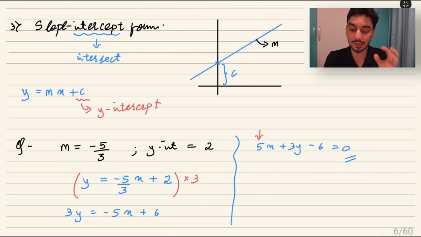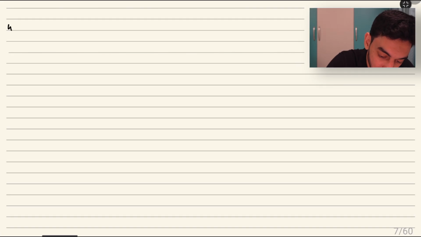Okay, so this is the slope intercept form to find the equation of line, if the slope is given and if the intercept is given to you. Now let us move ahead to the last method of finding the equation of line, which is the double intercept form.